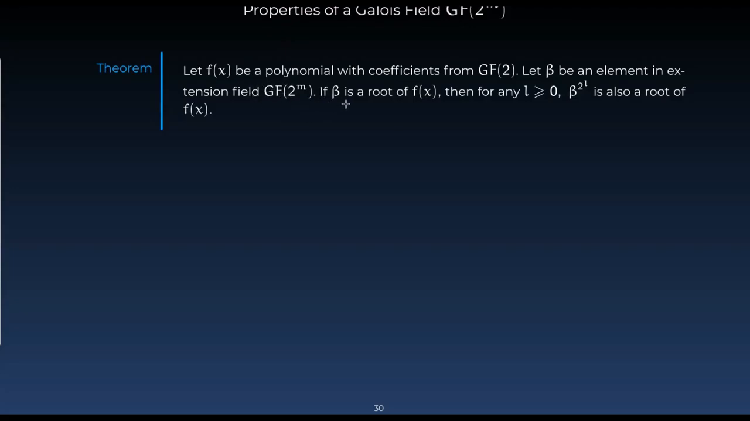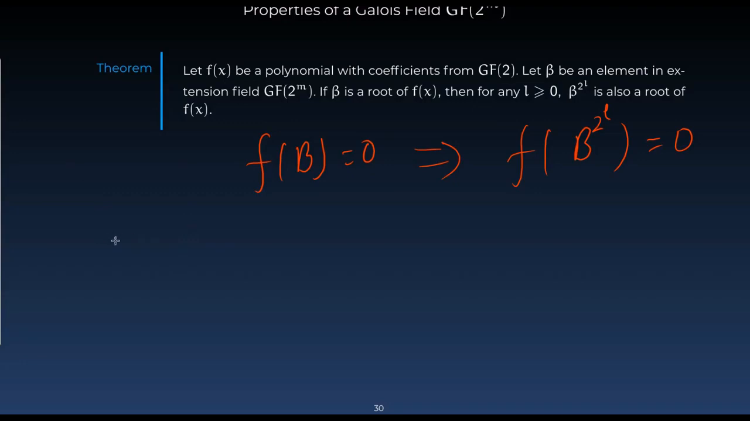If beta is a root of this polynomial f(x), then for any l greater than or equal to 0, beta^(2^l) is also going to be a root of f(x). This is very easy to prove actually. If f(beta) = 0, which is what it means, then it automatically implies that beta^(2^l) is also going to be a root of this polynomial, right? So it's very easy to prove.